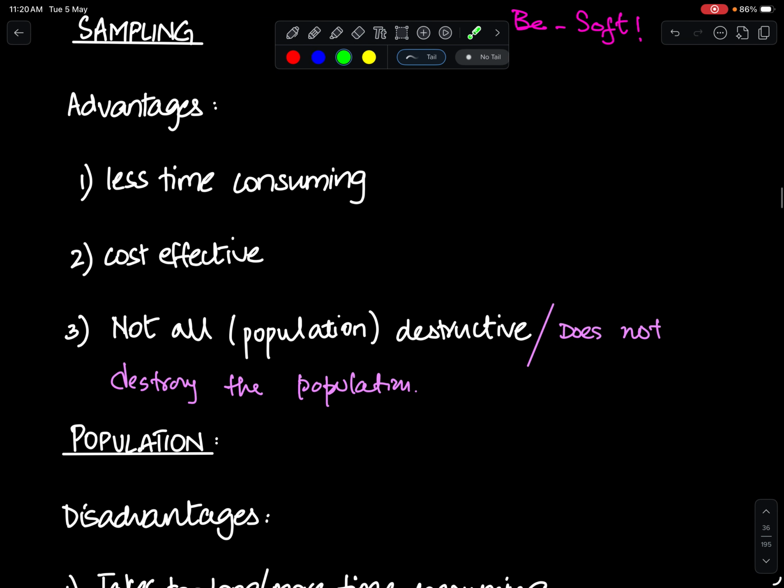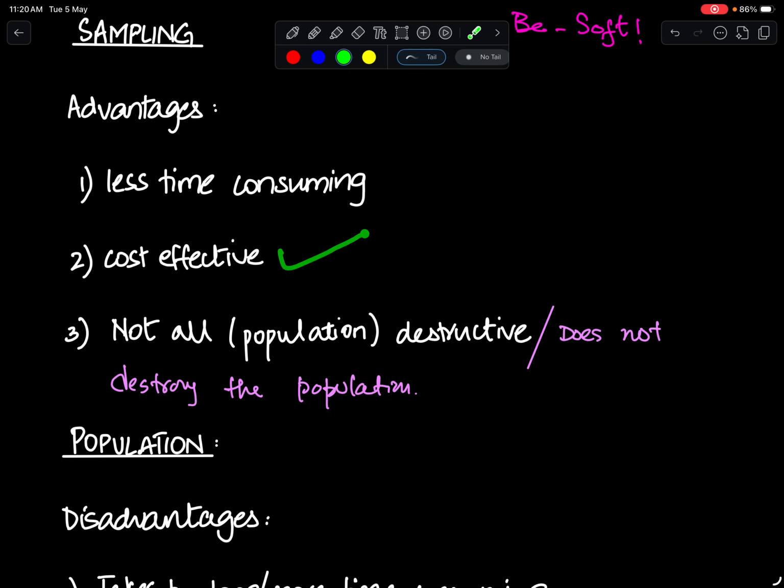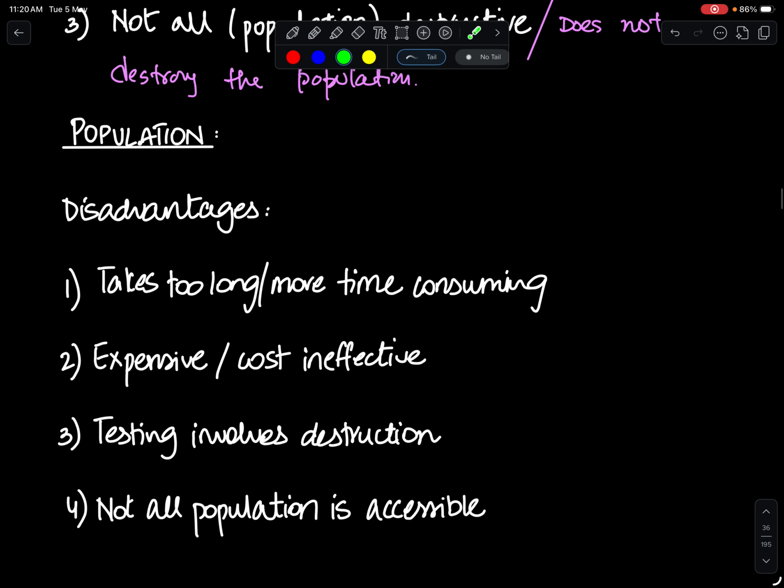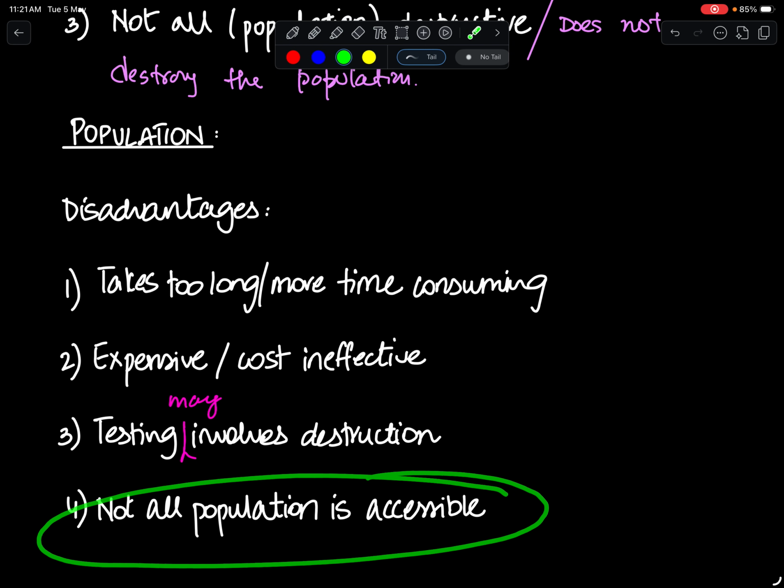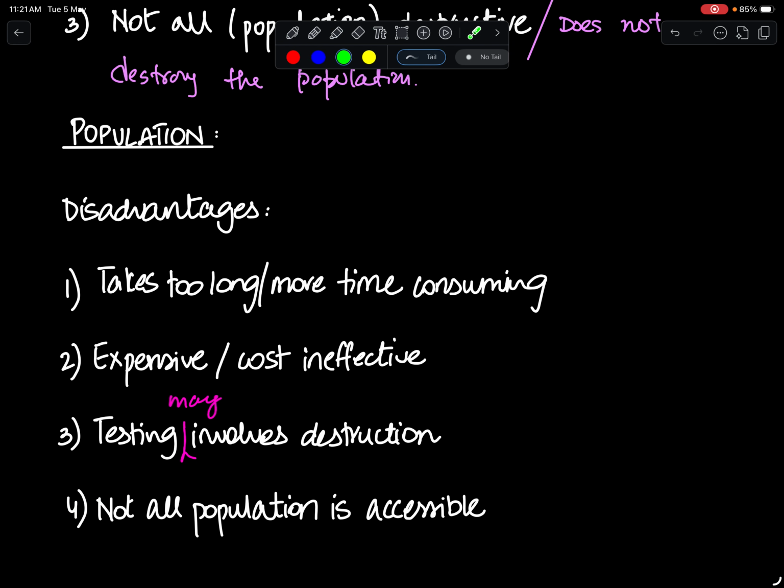Sampling's advantages: it is less time consuming, it is cost effective, it does not destroy the population. Census disadvantages: it takes too long, more time consuming, expensive or cost ineffective. Testing of all items involves destruction. Testing may involve destruction. Not all population is accessible. If the population is of infinite or very large size, then not all of the population is accessible.